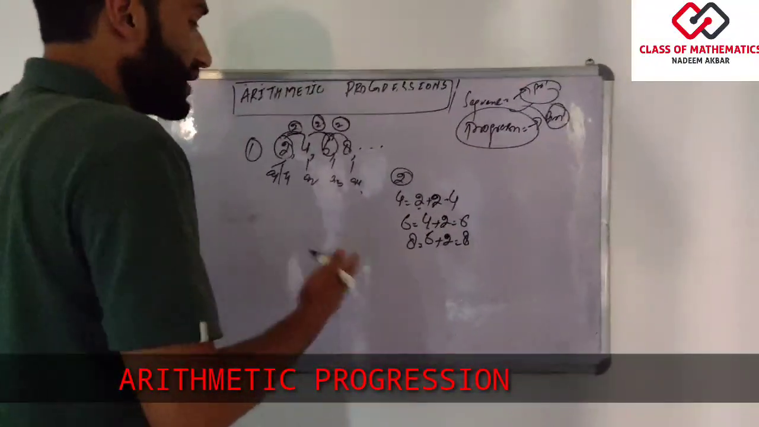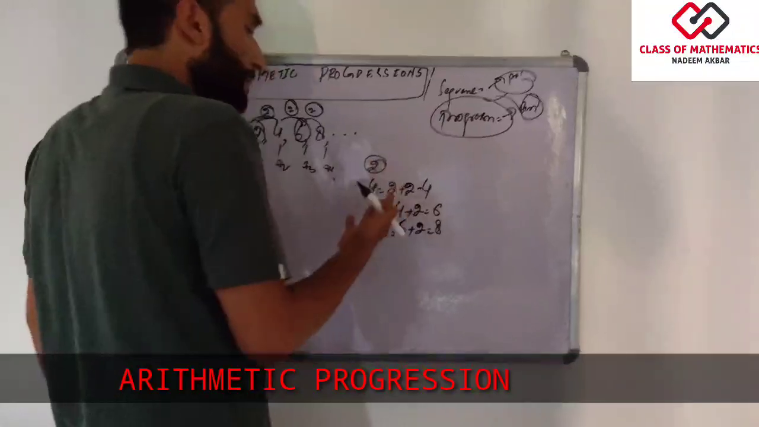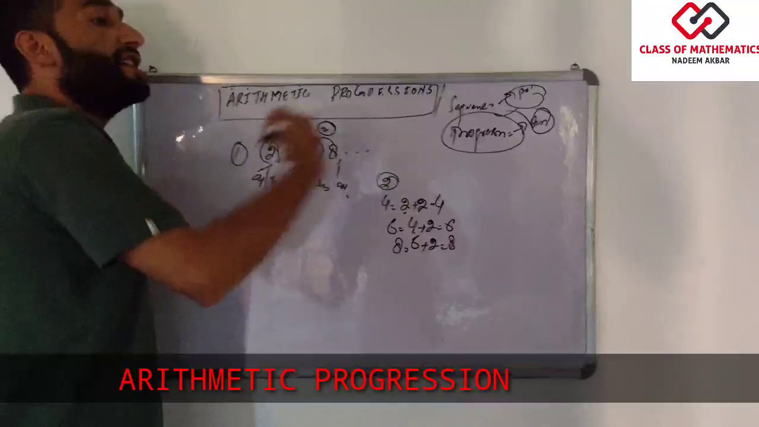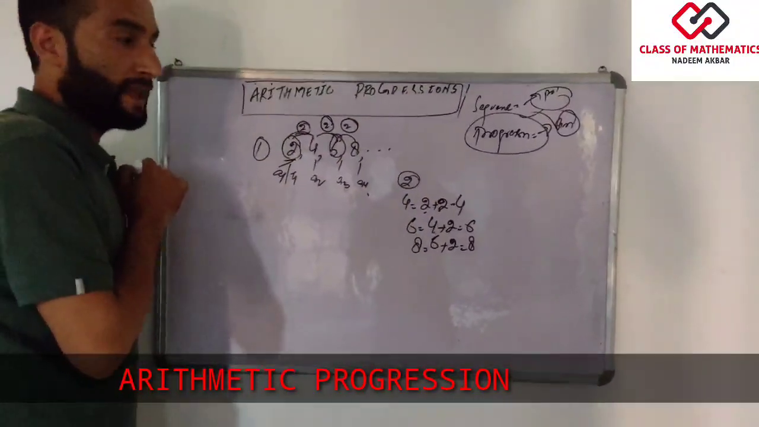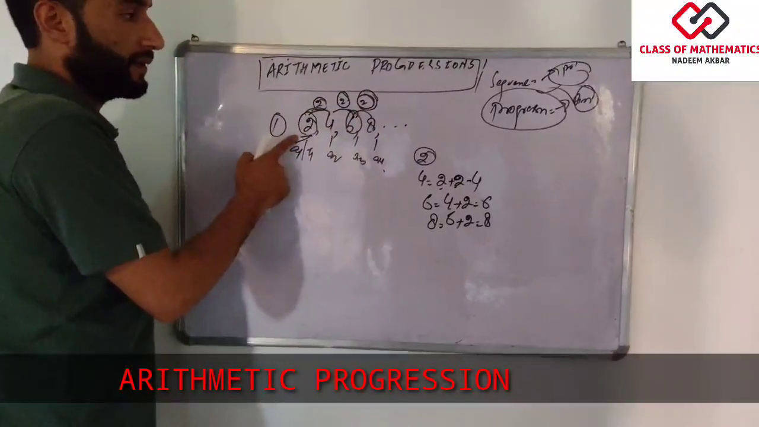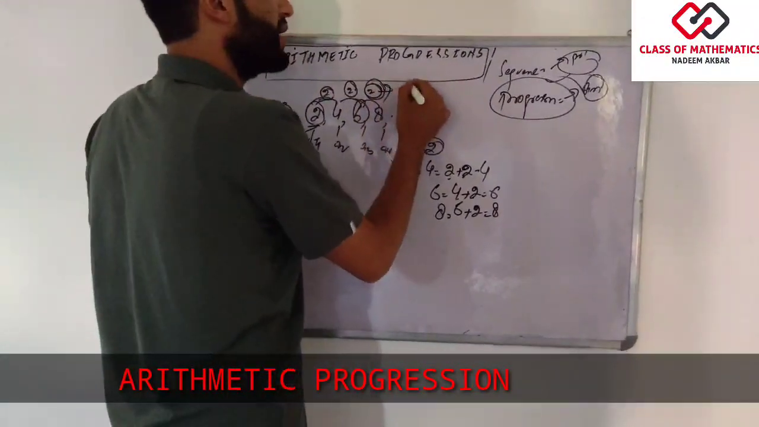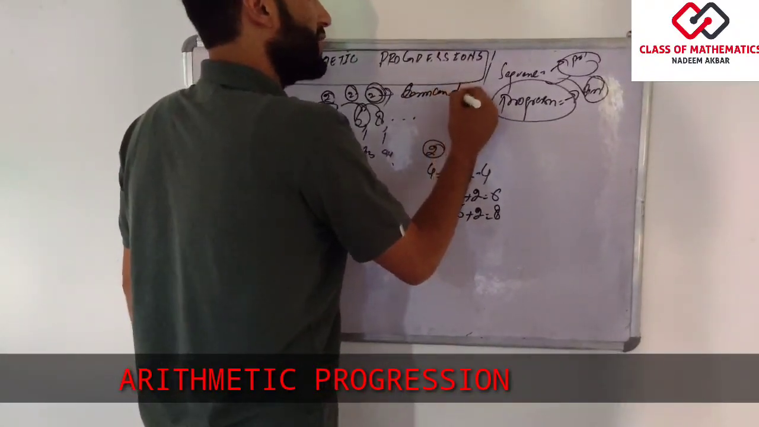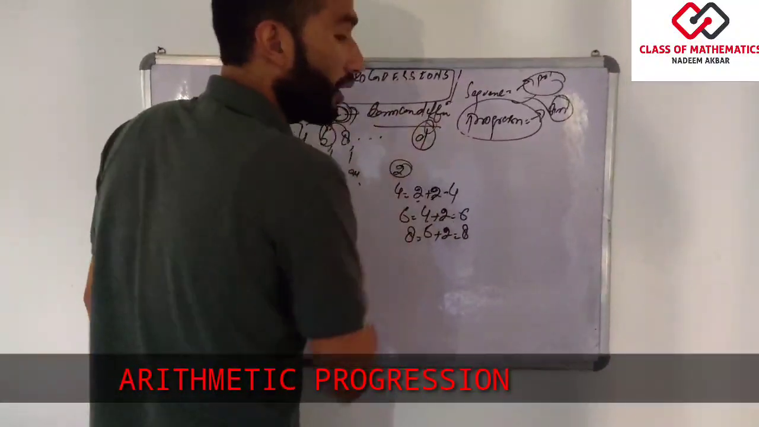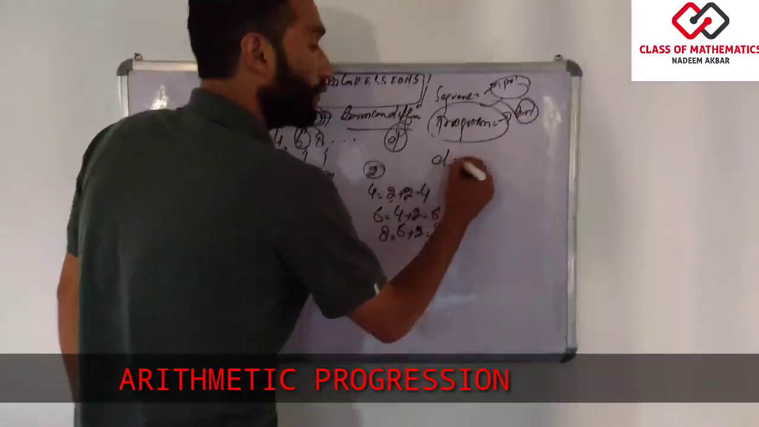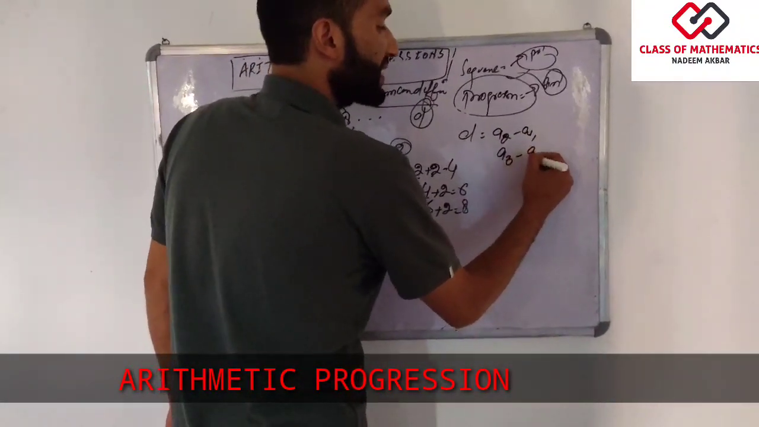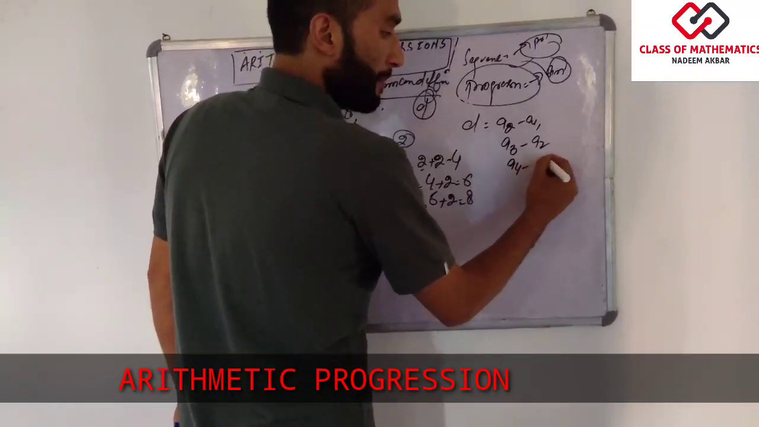Now in this sense we can say that AP वो sequence है in which every term except the first term, every term is obtained by adding a fixed number to the previous term. This fixed number is known as a common difference, and it is denoted by small d, and d is always equal to a2 minus a1, or we can say that a3 minus a2, or a4 minus a3.